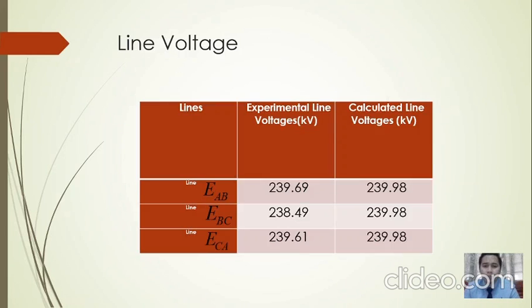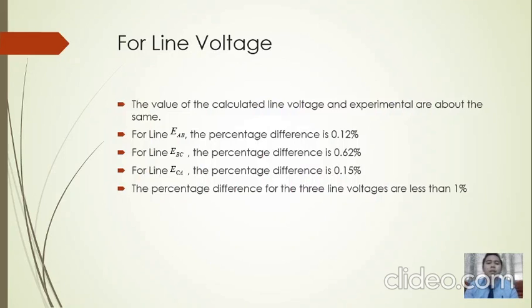Next is our line voltage. As you can see, it's also the same. Line voltage EAB, line voltage EBC, and also line voltage ECA. The values of the calculated line voltage and experimental are about the same. For the first one, EAB, the percentage difference is 0.12%. Second, the percentage difference is 0.62%. And third, the percentage difference is 0.15%. All of the percentage differences of the 3 line voltages are less than 1%.